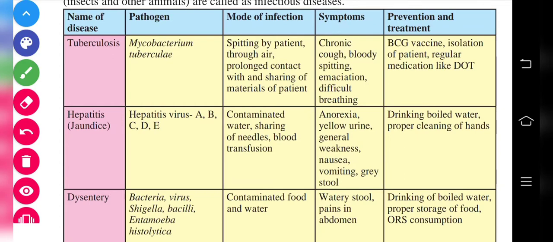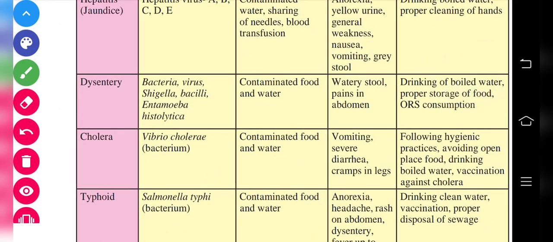After that is dysentery. Dysentery is also a type of disease caused by bacteria. The main symptoms are watery stools and pain in the abdomen. For prevention and treatment: drink boiled water, store food properly, and take ORS. ORS is a medicine for drinking. If you drink ORS, it gives relief to the patient.